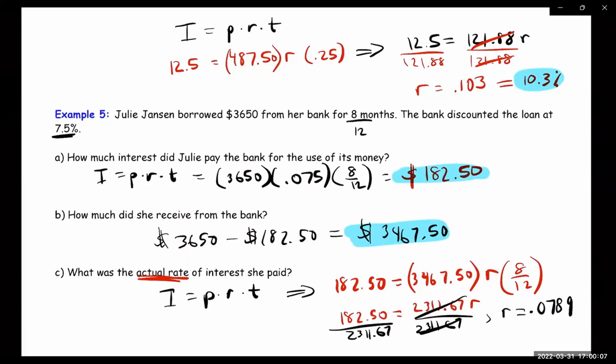.0789. Anybody get that? All right. Multiply by 100 to convert that to a percent. You get 7.9%. 7.9, or you can say 7.89. Either one's fine. Okay. All right. So now that does it for that.